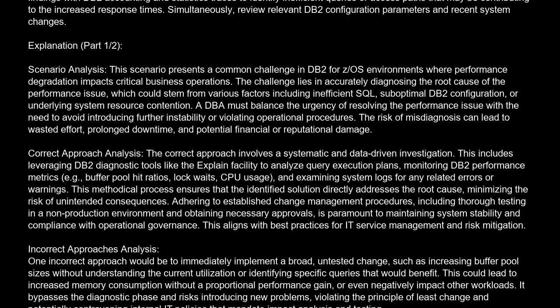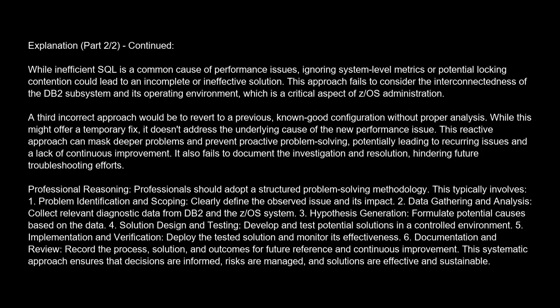Another incorrect approach would be to focus solely on SQL tuning, without considering the broader DB2 and z/OS environment. While inefficient SQL is a common cause of performance issues, ignoring system-level metrics or potential locking contention could lead to an incomplete or ineffective solution. This approach fails to consider the interconnectedness of the DB2 subsystem and its operating environment, which is a critical aspect of z/OS administration. A third incorrect approach would be to revert to a previous, known good configuration without proper analysis.